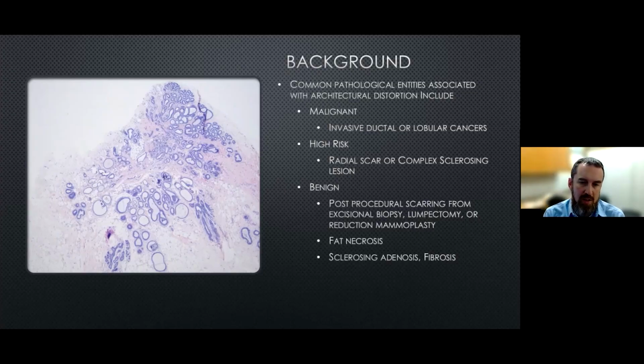In addition, we can also see benign findings, so post-procedural scarring from excisional biopsy, lumpectomy, or reduction surgery, also fat necrosis or sclerosing adenosis or fibrosis. These can all lead to a distorted appearance. And in some ways, at least particularly for the benign findings, the clinical history is also really important to evaluate when you're looking at these exams, either given to you by a technologist or if you're doing a diagnostic exam when you're talking to the patient.